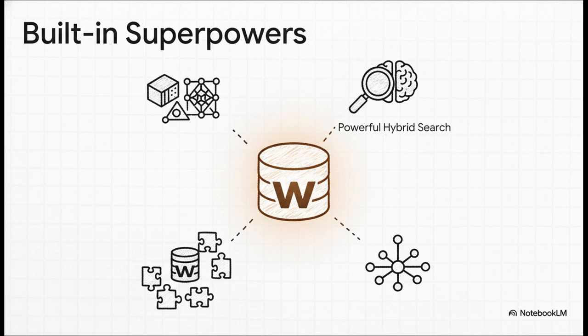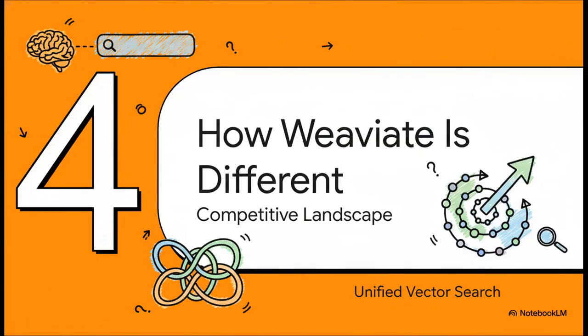And for developers, it has a flexible GraphQL API, which lets them ask really specific, really complex questions of the data. So, we know what Weaviate is, we know how it works. But let's be honest, it's not the only player in this space. So how does it actually stack up against the competition? Let's take a quick look at the landscape.